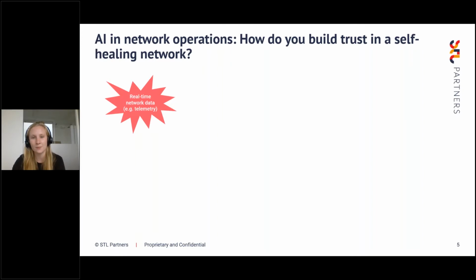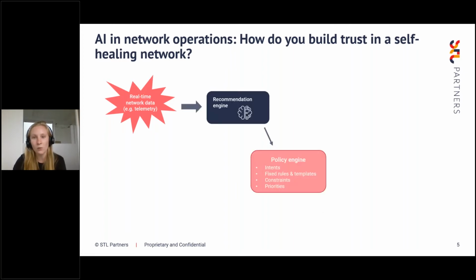And this probably needs to be implemented on a step-by-step basis. So if we walk through briefly what happens within implementing a self-healing network, we're going to start off with some real-time network telemetry data. And in a self-healing, or self-optimizing network, the goal is to feed that data into a recommendation engine.